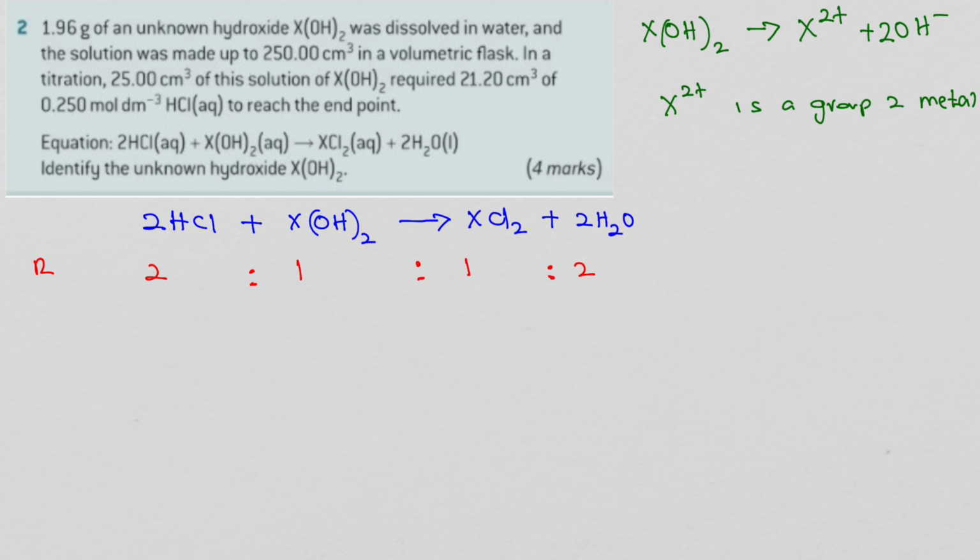And we can also work out the concentration. C is given for the acid as 0.25 molar. Molar means mole per decimeter cube. And we know the volume is given, and the volume for the acid is 21.2 times 10 to the power minus 3. That means you're dividing it by 1,000, because I'm converting the centimeter cube to decimeter cube.